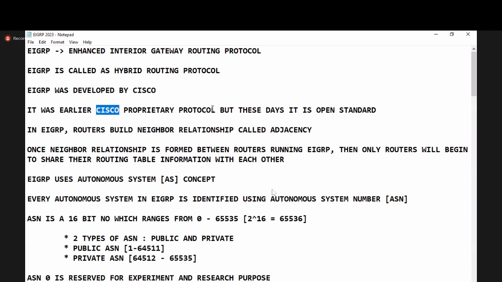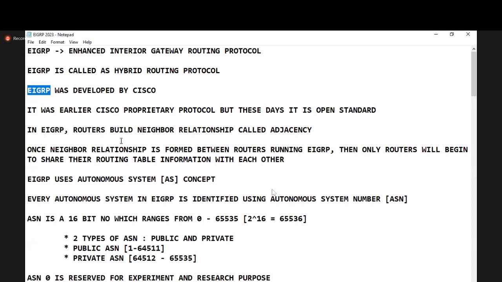Because it performs routing very fast, that is why it is now supported in non-Cisco devices as well. Cisco has made it open standard. Open standard means it is open for different companies' routers also. You can configure EIGRP. So it's not like you must have a Cisco router to configure EIGRP. If you have a Juniper router or D-Link router, for example, different other manufacturers' routers, they also have support for EIGRP. You can use it.